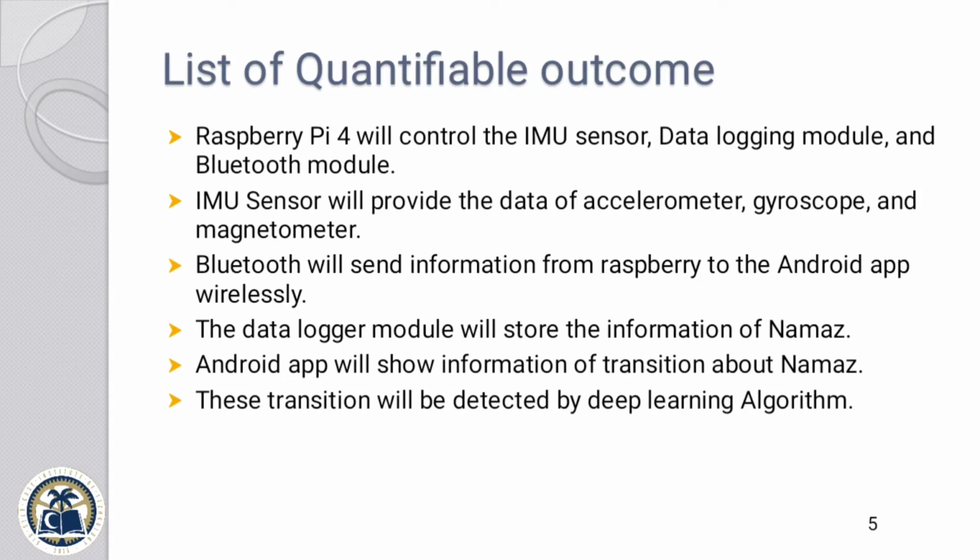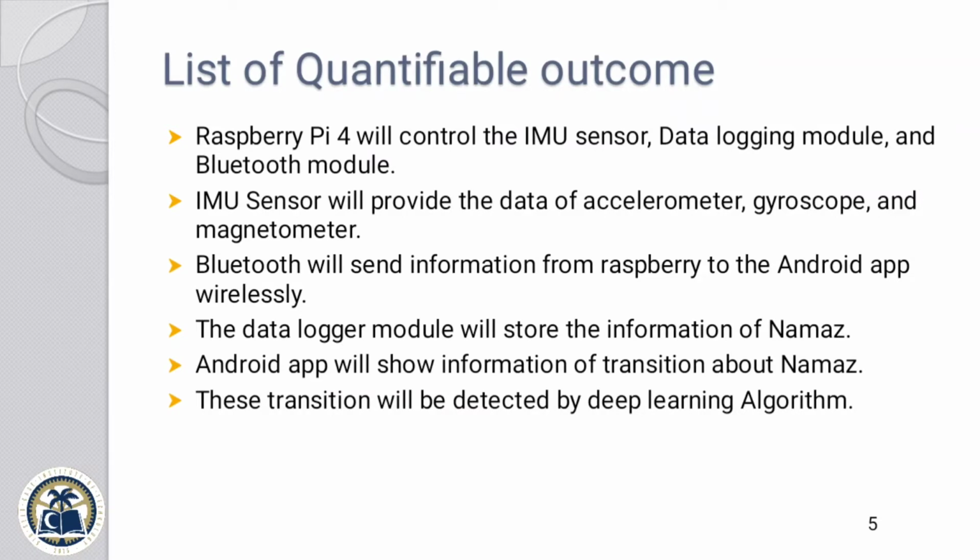Second one is IMU sensor. IMU sensor consists of accelerometer, gyroscope and magnetometer. It will give data according to transition of namaz. Third one is Bluetooth module. Bluetooth module will transmit the information of namaz from Raspberry Pi to Android app running on the mobile. Fourth one is data logger module. Data logger module contains SD card which is used to store the information of namaz.